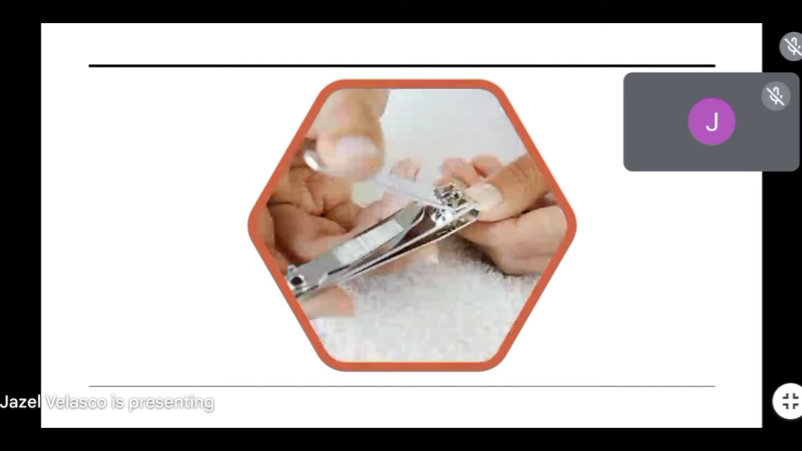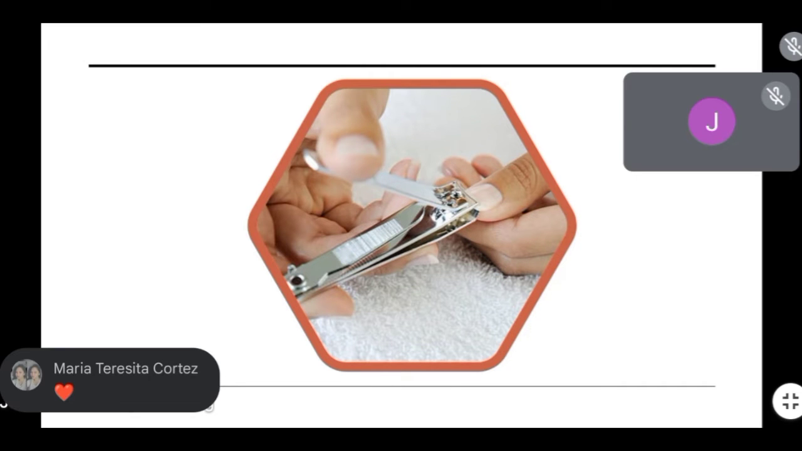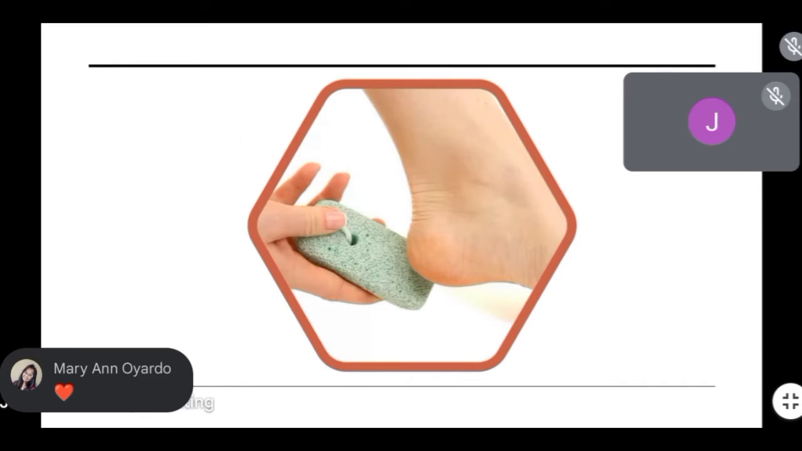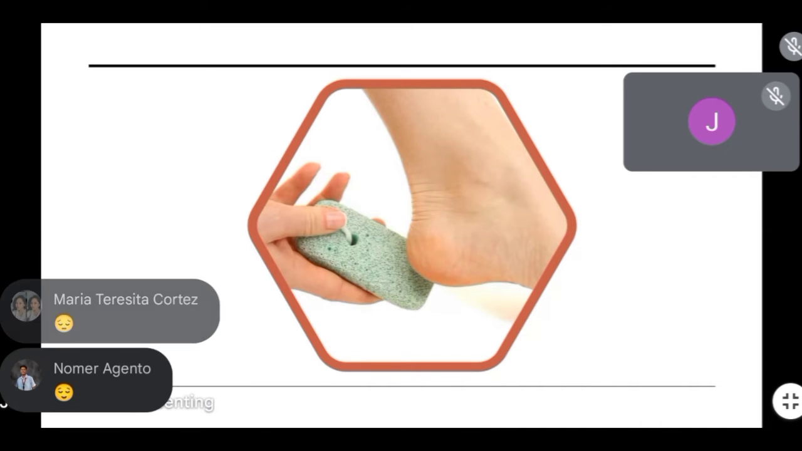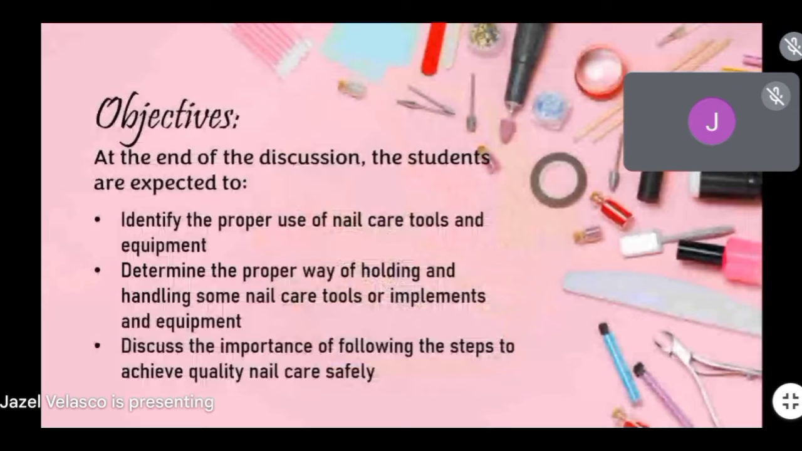Next. Is it a nail cutter? Yes, it is a nail cutter. Next. Do you think it is a callus remover? It is a pumice stone. Students, you answered this correctly. What a great start for our discussion or lesson.